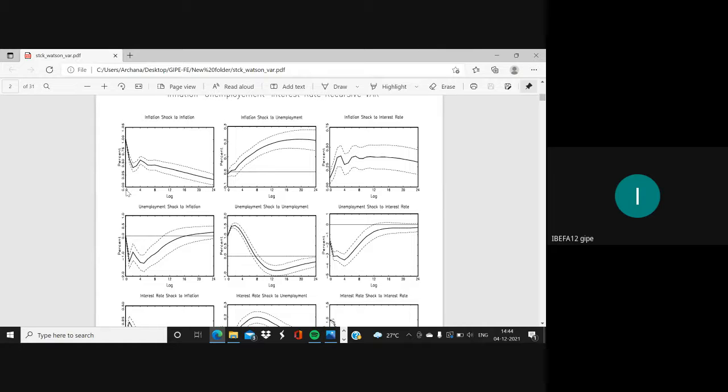Now the instantaneous impact, in the same time period, once there's a unit change in epsilon yt, so if there's a shock to the first equation, the structural error term from the first equation, in the same time period you will find that inflation is increasing by 1%. So at time period 0, when t is equal to 0, inflation has increased by 1%.